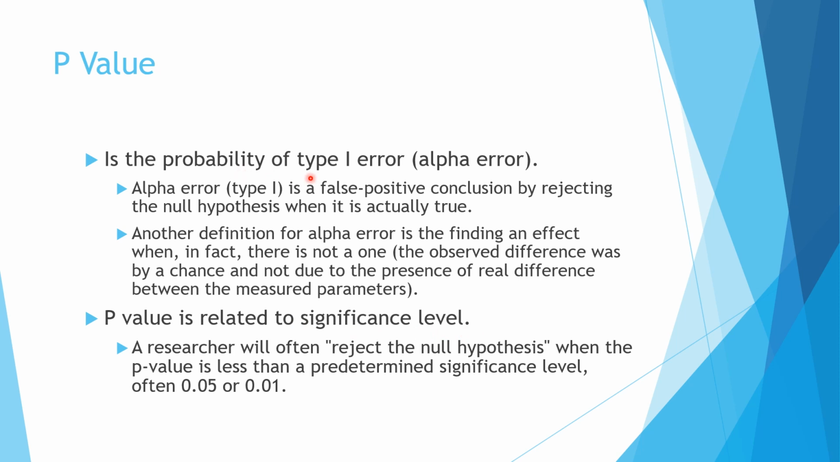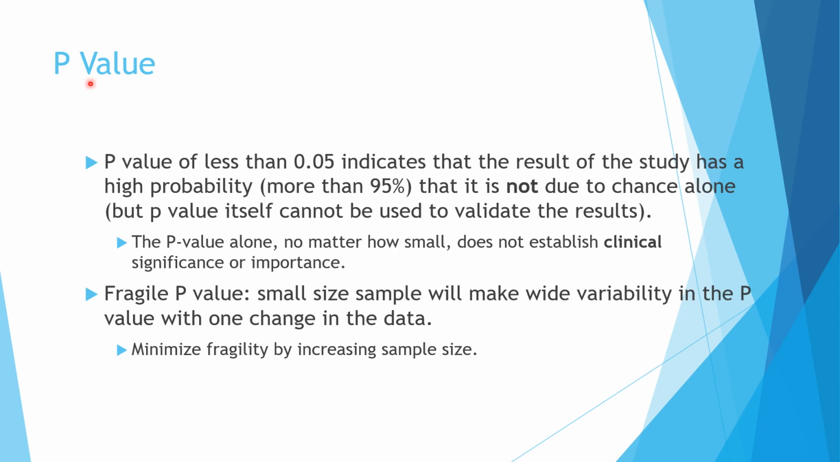It is the probability of type 1 error, and if it's less than a certain number, you can reject the null hypothesis. So let's continue with the p-value. We said a p-value usually less than 0.5 will tell you that you can reject the null hypothesis, and you can announce this result as statistically significant, and the difference that you found is a real difference.